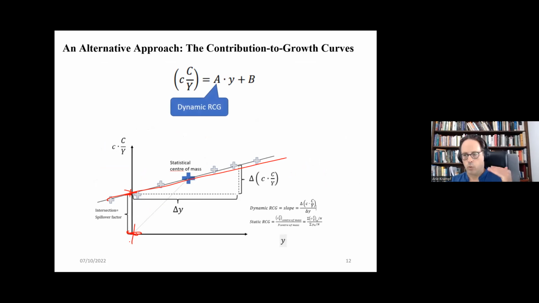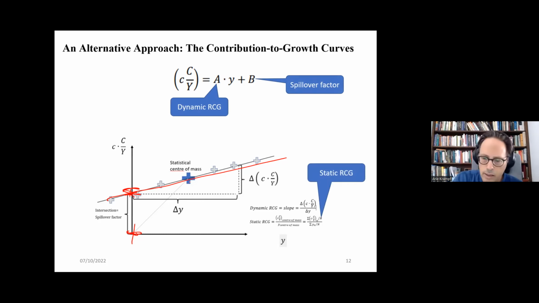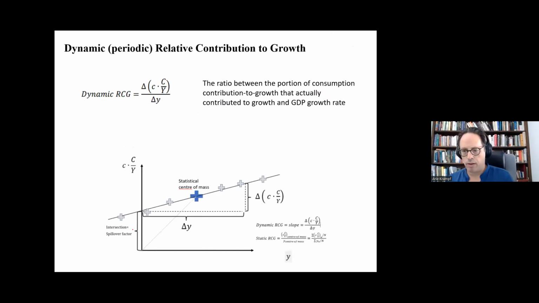So we define the slope of this line as the dynamic relative contribution to growth. We define the intersection point as the spillover factor, and we define this slope, this is the average point, as the static relative contribution to growth. Now, after presenting these definitions, let me explain each of them.